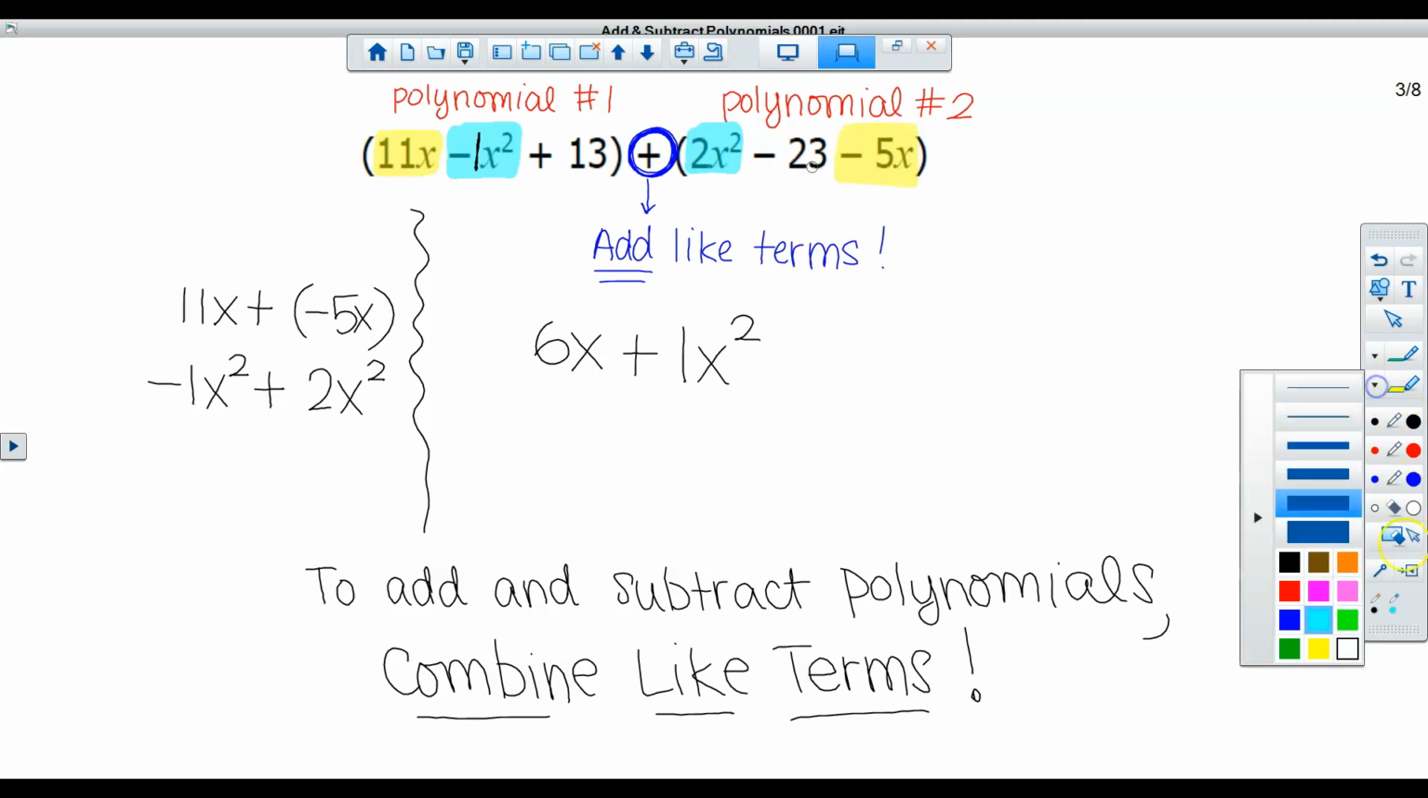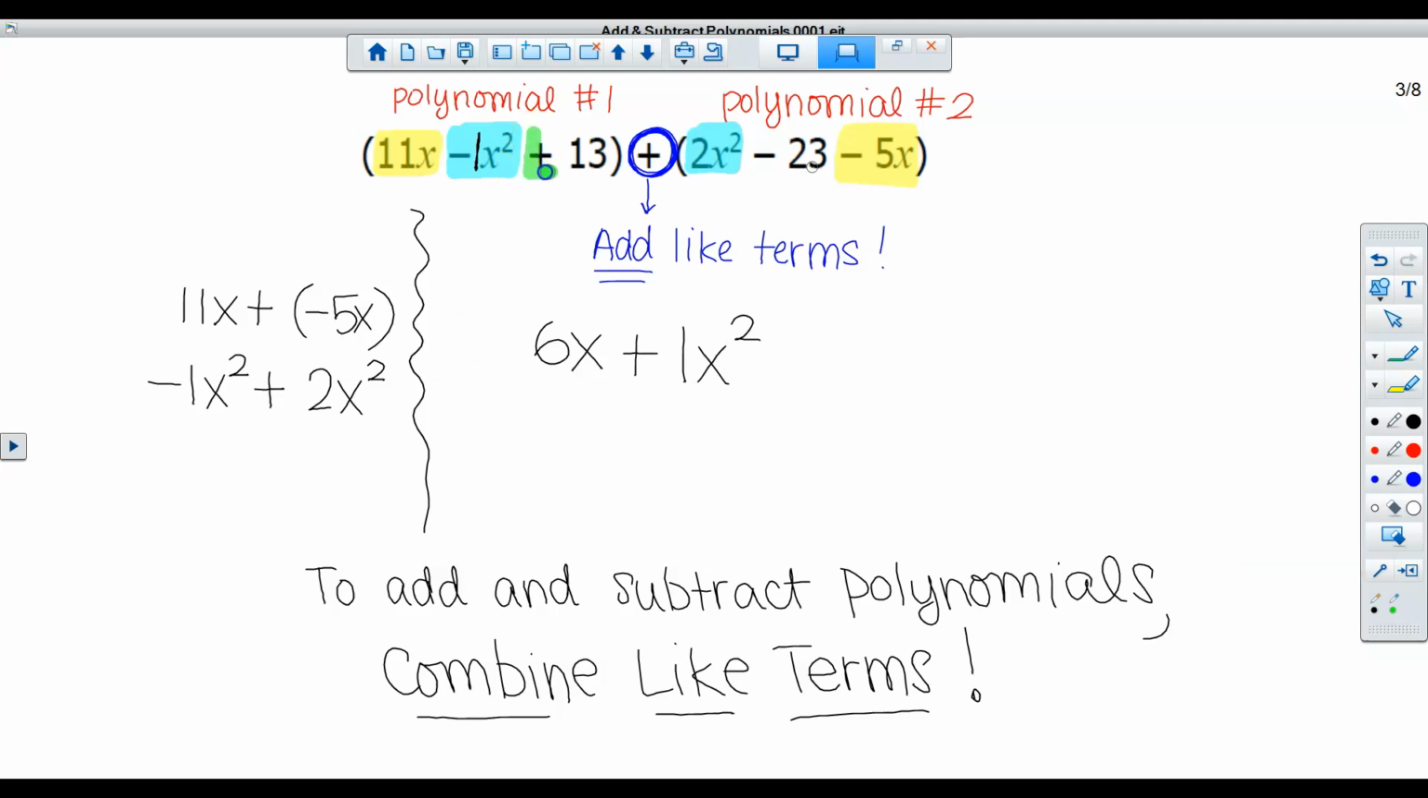Okay, so we've got one more set of terms to go. The last term that I see in the first polynomial is a positive 13. Now I want you to notice he doesn't have a variable. He's the only term in that polynomial that didn't have a variable. So when I go over to polynomial number 2, I'm looking for a term that's like him, a term that doesn't have a variable. And I see that right here in my negative 23.